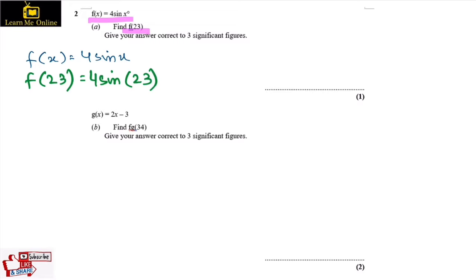You type this into the calculator exactly, which is 4 times sine 23, and you get the answer 1.562925. It is important to make sure that the final answer is to 3 significant figures, so 1, 2, and 3. You look at the last digit, the third decimal place. Because it is less than 5, you keep it the same, and the answer to 3 significant figures would be 1.56.